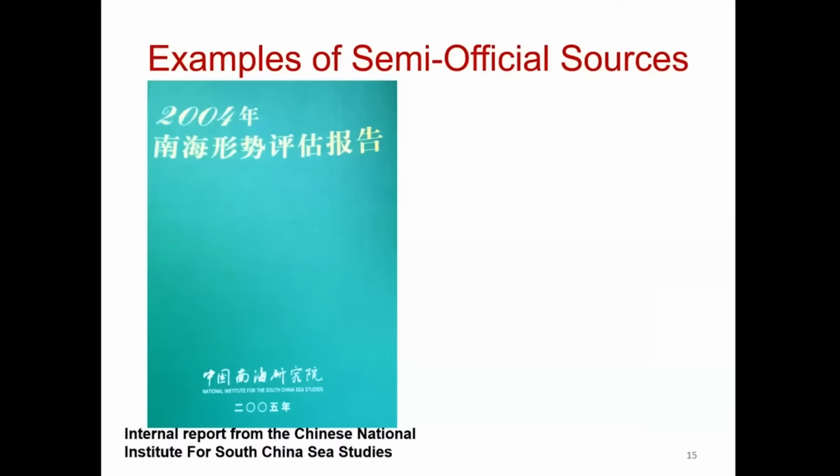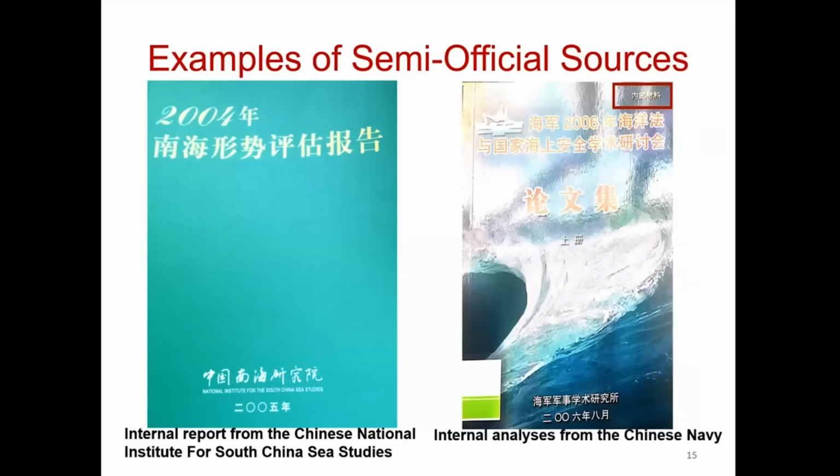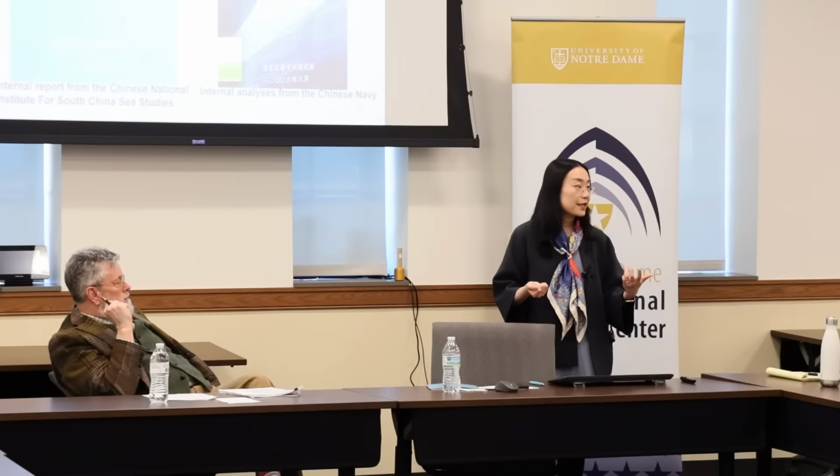And the second kind of tool I utilize would be semi-official sources, including government think tank reports. So on the left-hand side, for example, would be an internal report from the Chinese National Institute for South China Sea Studies, which is under the Foreign Ministry, as well as the State Council. And on the right-hand side, for example, would be some internal analysis from the Chinese Navy. And I was able to get access to some of these internal sources when I was doing field work in China in the pre-COVID period.